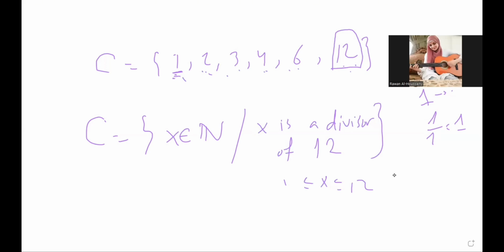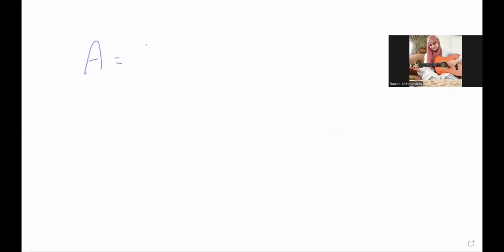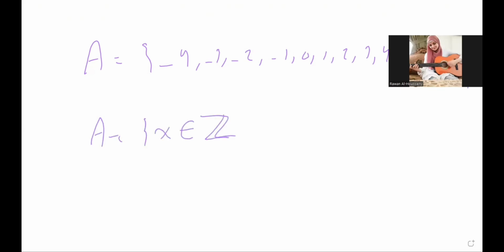Okay, now I will give more examples of the comprehension form. Let's say we have set A: minus 4, minus 3, minus 2, minus 1, 0, 1, 2, 3, 4, 5, until 8. Okay, so these are consecutive numbers. So we say that in A, x belongs to Z, because they are non-decimal positive and negative numbers, such that x is between two numbers, which are minus 4 and 8.